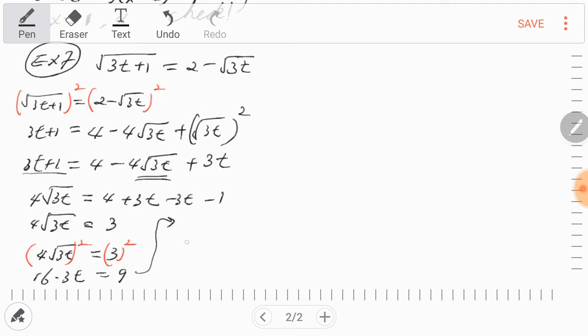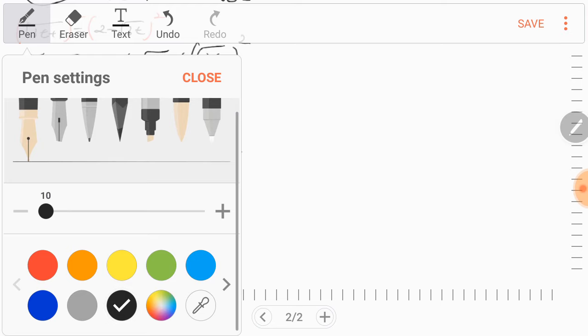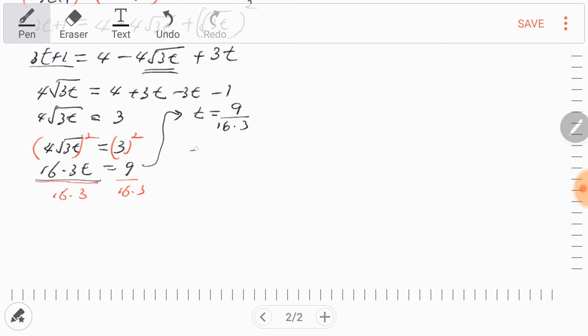So from here, t is equal to what? 9 over, okay, let's divide each side by 16 times 3. I don't want to multiply because I just want to divide each side by 16 times 3. Then we can cancel out 3, so it will be 3 over 16. So we got the value 3 over 16.